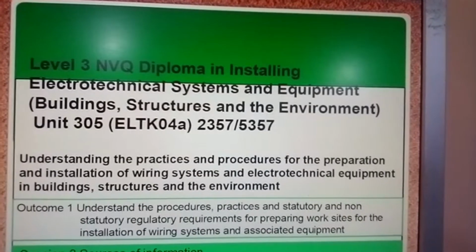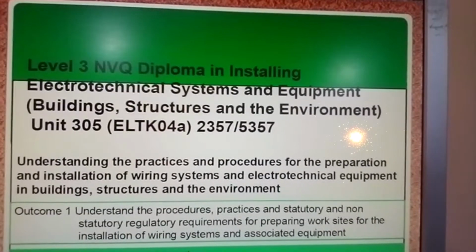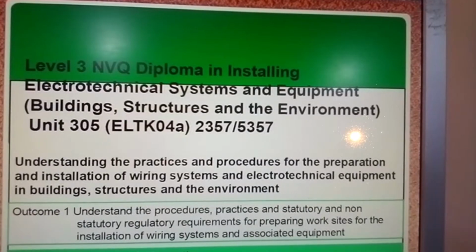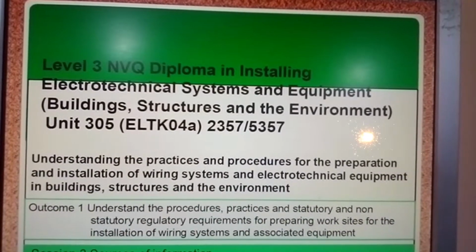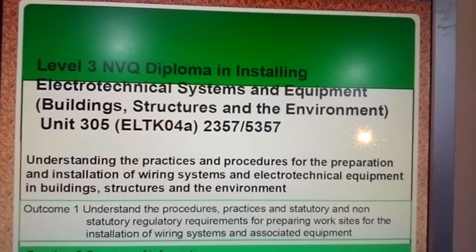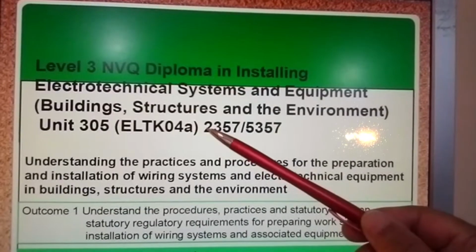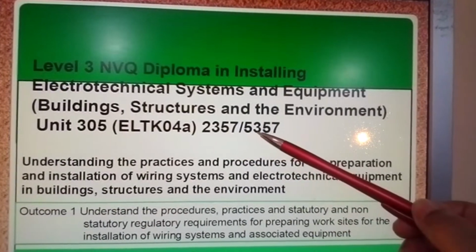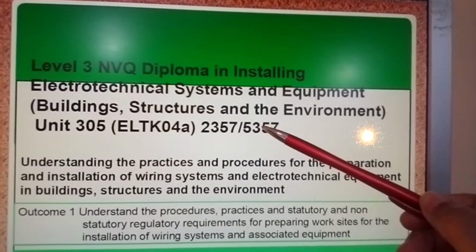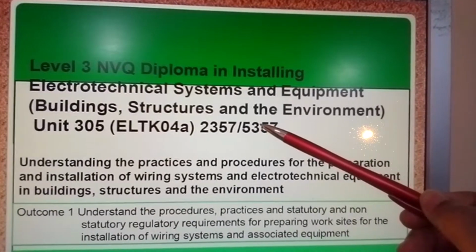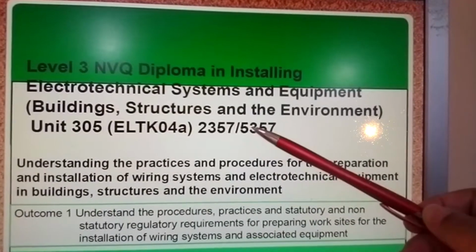What I want to do is to continue with the electrotechnical systems Level 3 NVQ. Now this is again in respect of City & Guilds 2357 and 5357. Let me remind you that the 2357 has been replaced by the 5357, okay? And I believe that change came about in 2018 or somewhere thereabout. Don't hold me to it, check it for yourself.